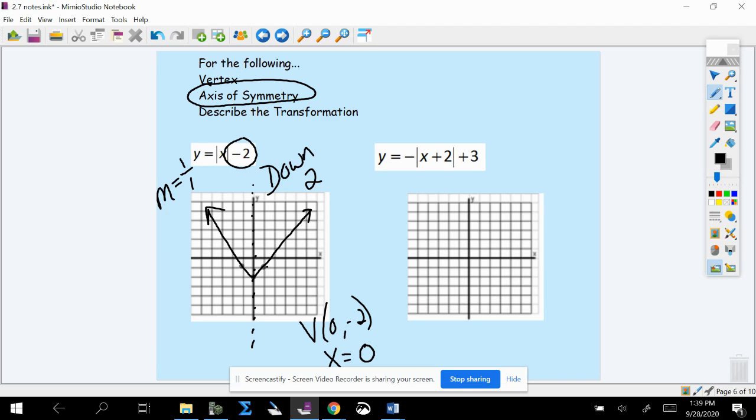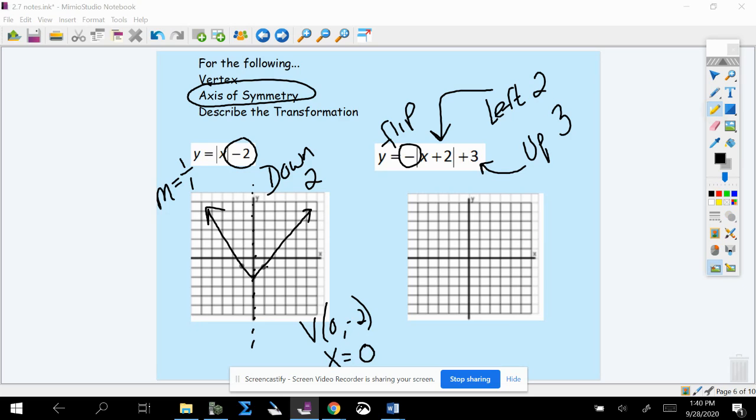The next one, from this, we know that it goes left 2 spaces because of the +2 in the absolute value. This tells me I'm going to go up 3 spaces. This is going to make it flip upside down. So from my graph, I'm going to go left 2 and up 3 from the origin and put a point there. That is my vertex point. Then when I draw it, instead of going up and over, I'm going to go down and over. So it's going to go down 1 over 1, down 1 over 1, and that's what's going to create this V shape.